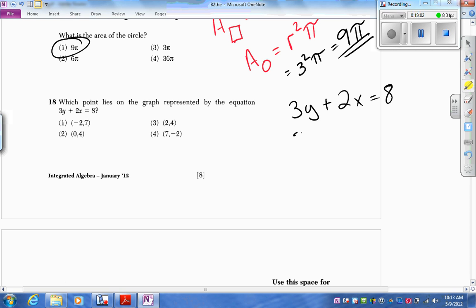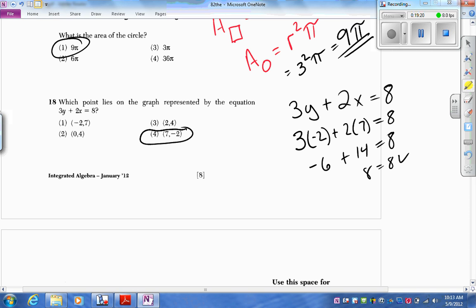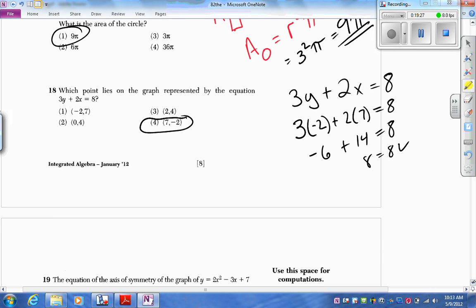I have no idea. 3 times y is -2. Don't put them in the wrong place, plus 2 times 7. Does that equal 8? Well, this is -6 plus 14 equals 8, or 8 equals 8. Told you. Human nature, they like to put the right answer last. You can also solve for y and put that in your graphing calculator, but that's a lot more work. All right, let's move on.